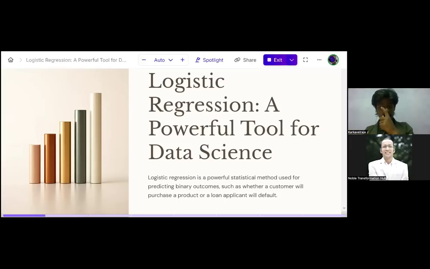Logistic regression is a powerful statistical method used for predicting a binary outcome, such as whether a customer will purchase a product, whether a loan applicant will default, whether it will rain or not, or whether tomorrow will be a holiday or not. Those are examples. It is very useful for binary outcomes and for classification.